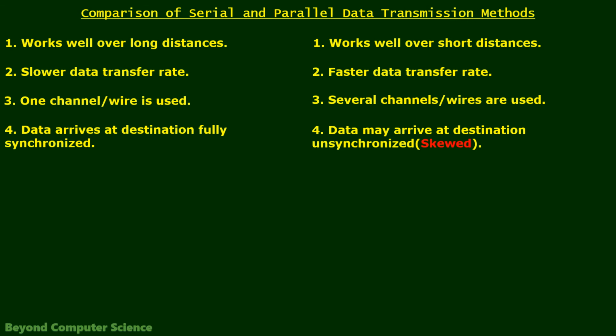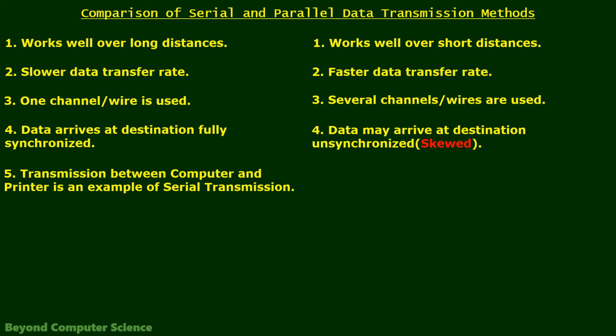We can use it for shorter distances. In short distances, we don't face the issue of skewness. So that is why for longer distances we use serial, and for shorter distances we use parallel. Transmission between a computer and a printer is an example of serial transmission. Because the printer is outside the computer, we have a cable connecting the printer with the computer, almost 2 meters long. So that is why we use the serial method of transmission, because we don't want the data to get skewed.